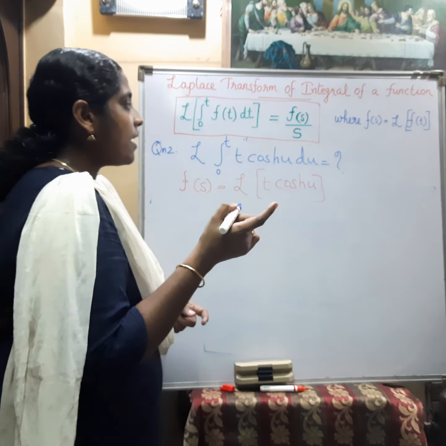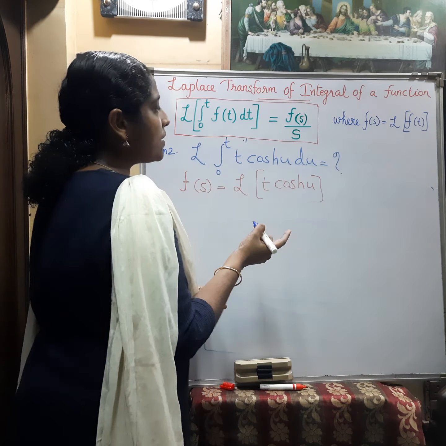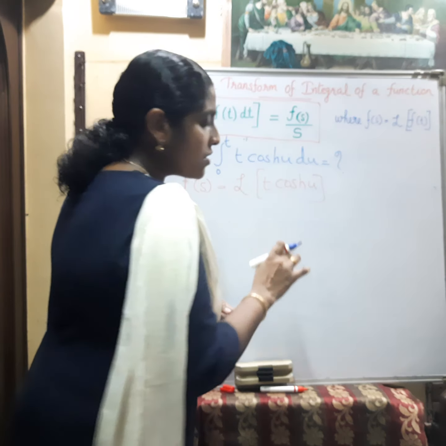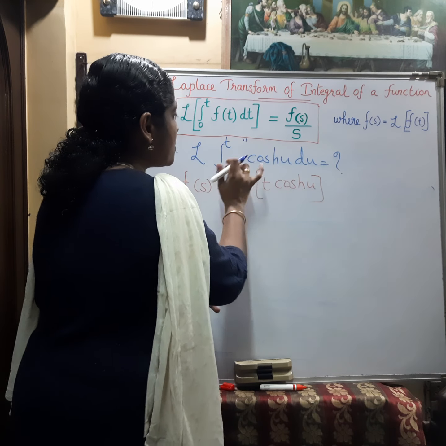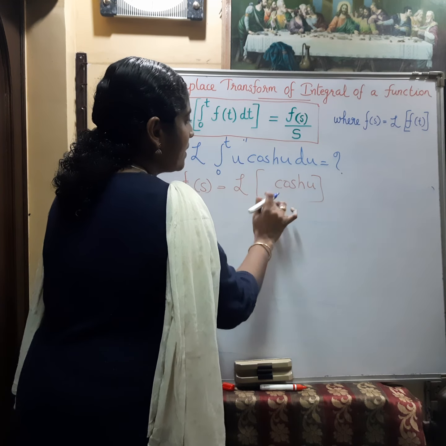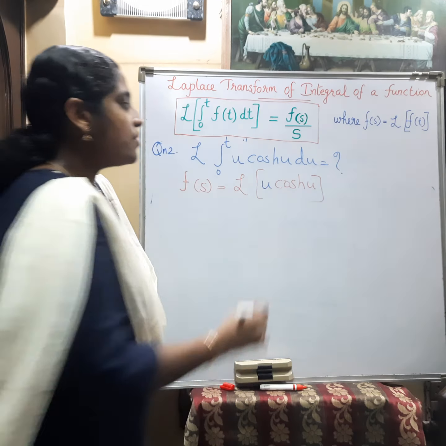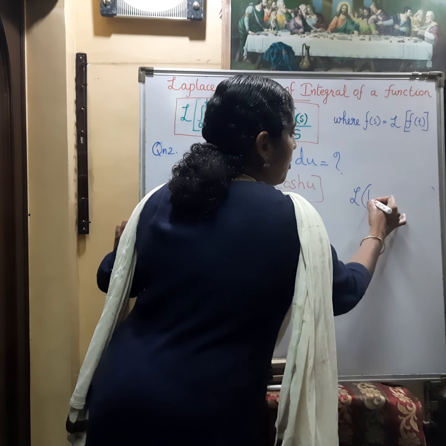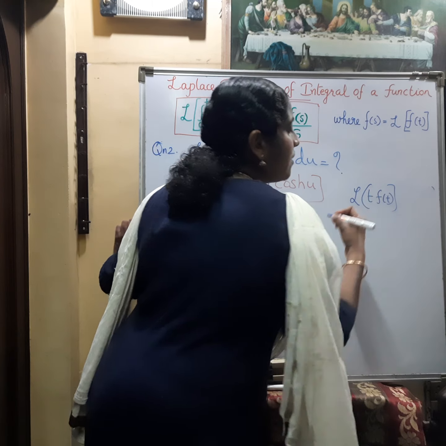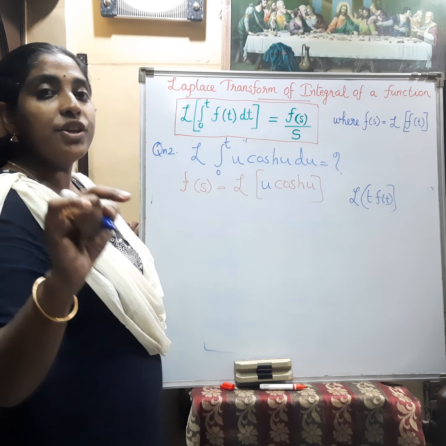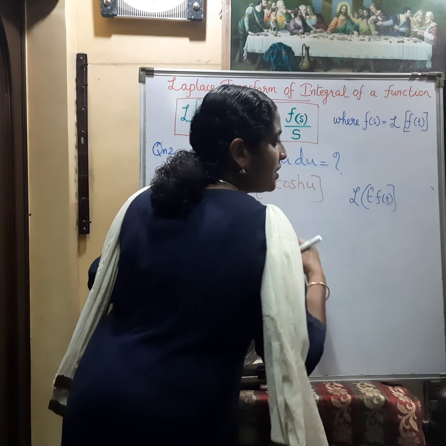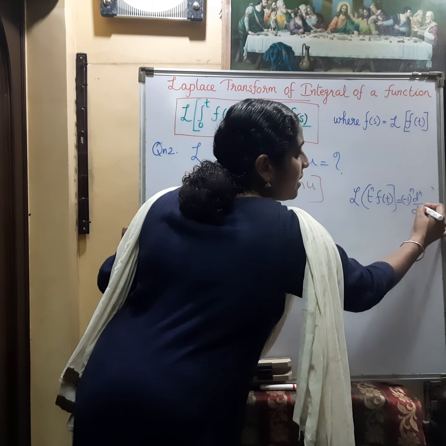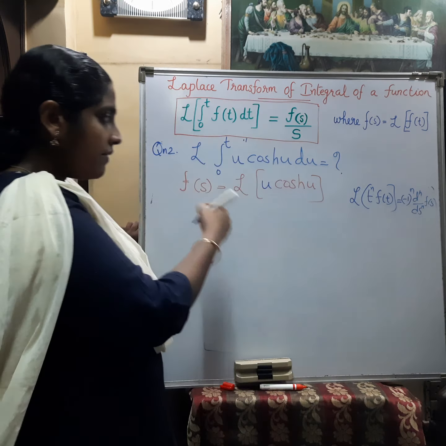See, this is the multiplication of the function with the power u. Sorry, here it is given u, so this is also u. So u cos hu is multiplying by power u, that is, we need the Laplace transform of t f of t. Then we use the derivative property of the Laplace transform: the Laplace transform of t raised to n f of t is minus 1 raised to n, d n by ds n of f of s. So this property we can use here.